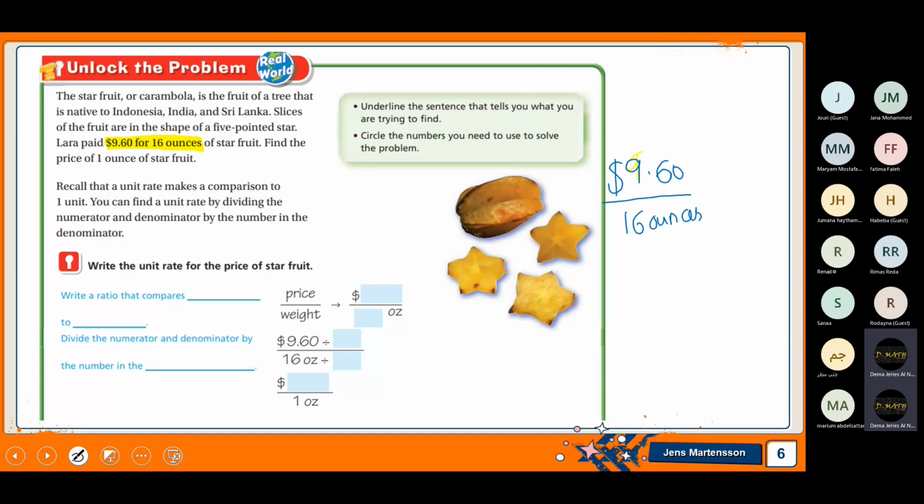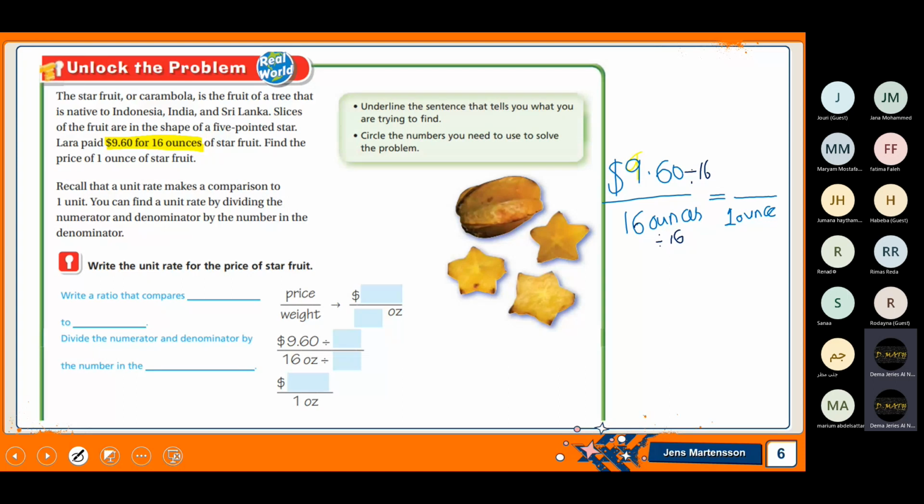Now, find the price of 1 ounce. So here they asked me now to find the unit rate. They told me each 16 ounces costs $9.6. But what about 1 ounce? What do you have to do? You will divide 16 by 16, and you will divide 9.6 by 16. 16 by 16 will be 1, and 9.60 we divide by 16.